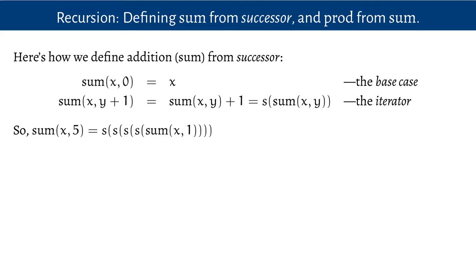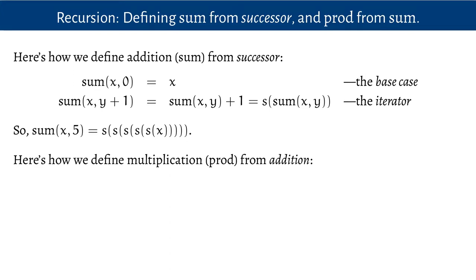See how this goes. Successor, successor, successor, successor of the sum of x and 1. And finally, it's the successor and the successor and successor and successor and successor of the sum of x and 0. But the sum of x and 0 is just x. So if I want to sum x and 5, whatever x is, I just take x and successor it 5 times, which is exactly what you'd expect.